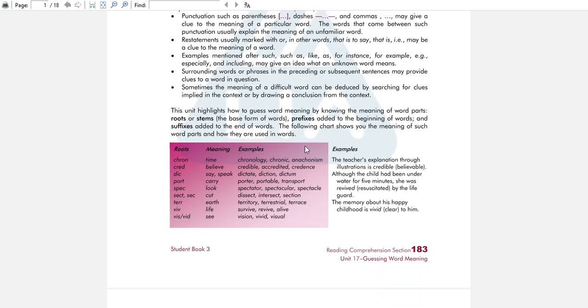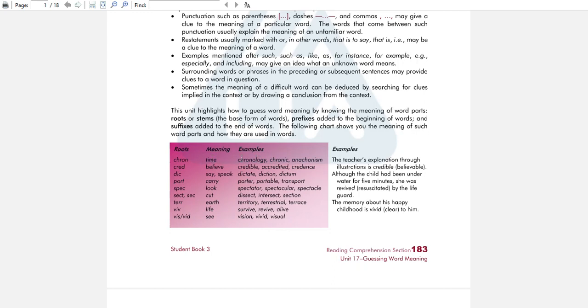And today we are going to discuss the use of root words, guessing the word meaning by understanding the root word, the prefix or the suffix used in the context. For example, the root word chron. The related meaning of the root word chron is time. So when you have words like chronicle, chronology, chronic, anachronism, they are related to time.